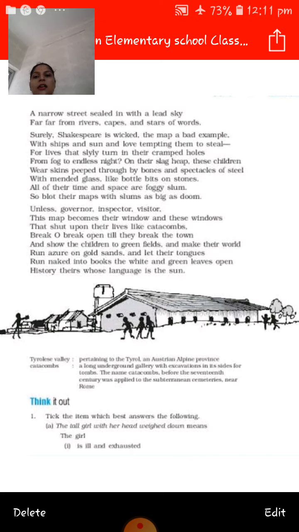Seeing this map, governor, inspector and visitor will visit them, and the map will be their window, and this window will close as if it.